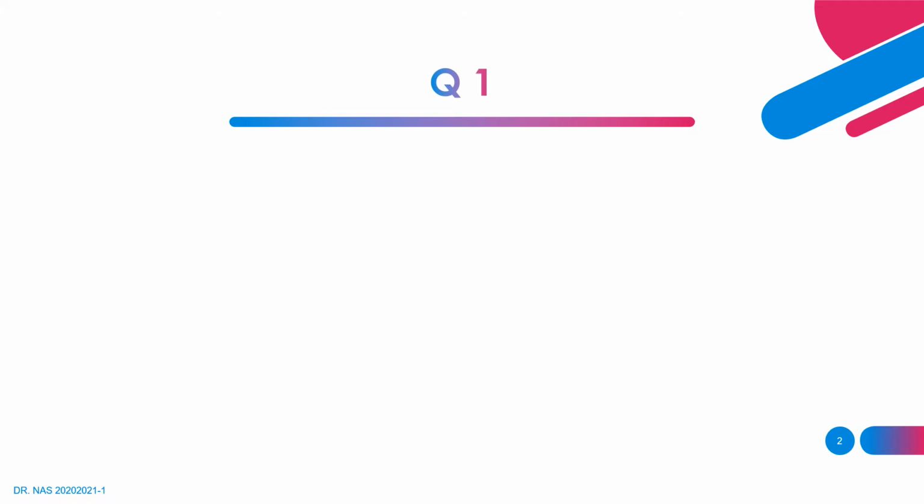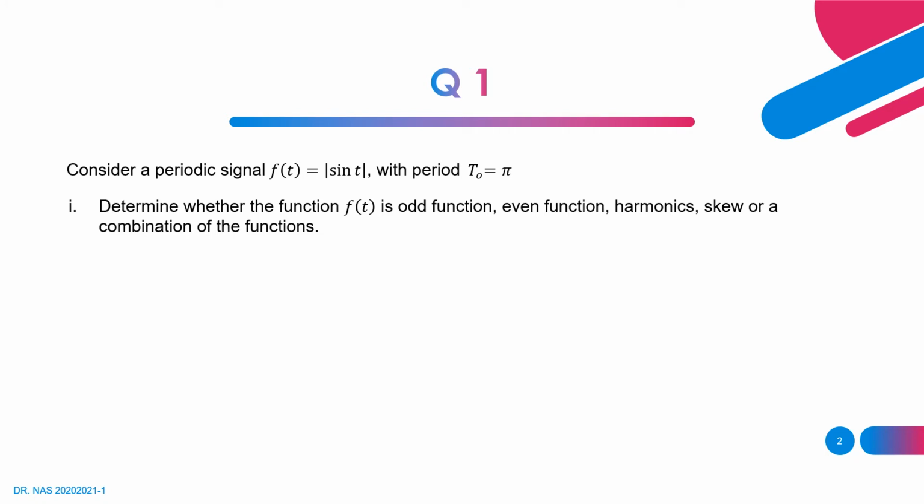Okay, let's look at the first example in quiz 3. Consider a signal given by the equation f(t) equal to modulus sine t with fundamental period equal to pi. You need to determine whether the function is odd, even, harmonic, skew, or a combination of the functions.